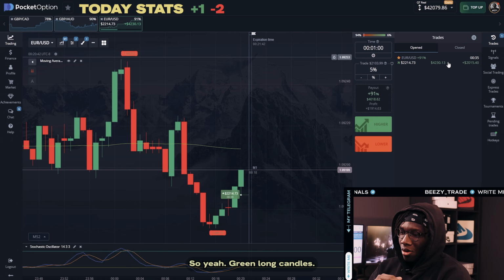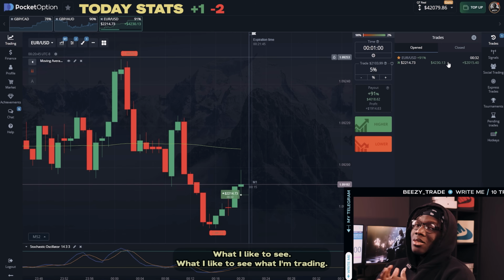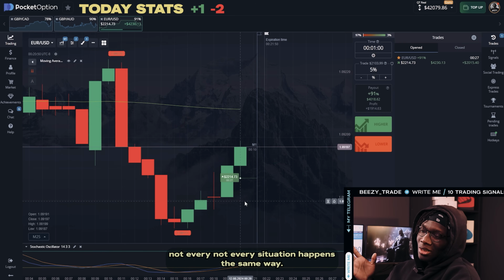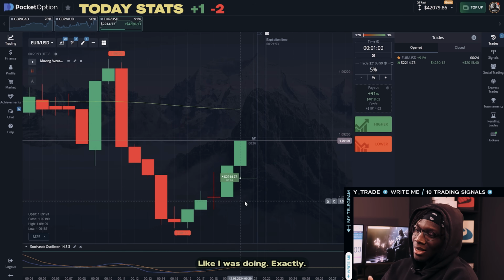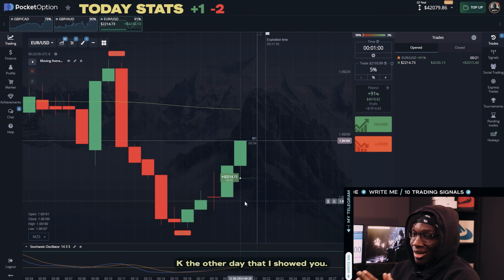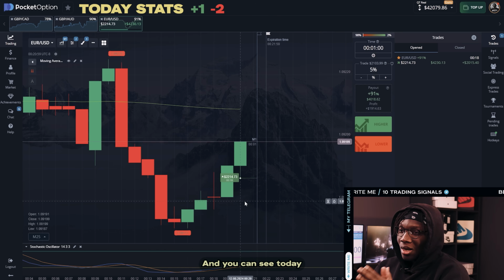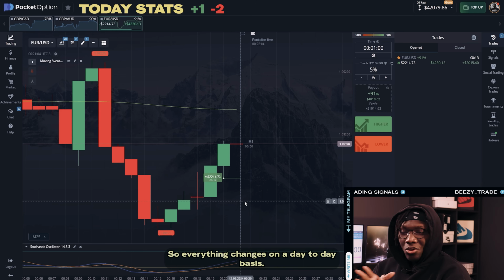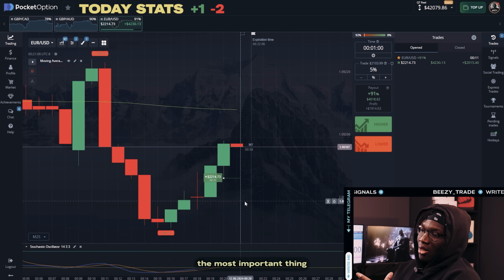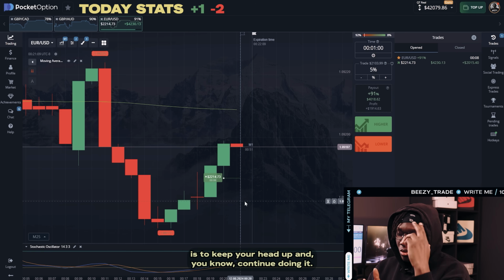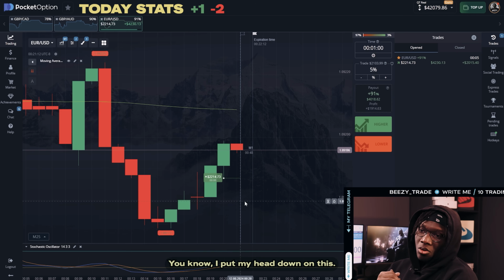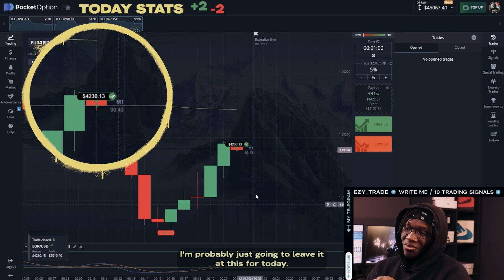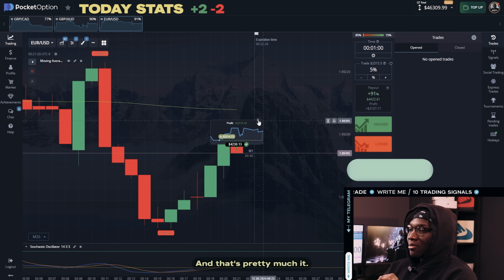So yeah, green long candles, what I like to see when I'm trading. So as you can see, not every situation happens the same way. I'm using the same strategy that I used to make 15K the other day that I showed you, and you can see today, it's not even bringing that same amount of result as it did. So everything changes on a day-to-day basis. The most important thing is that you keep your head up and continue doing it. I'm taking my profits. I'm probably just gonna leave it at this for today, and that's pretty much it.